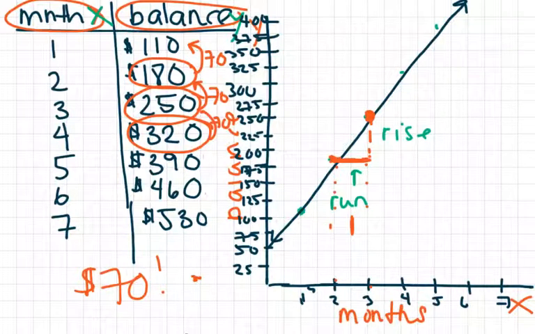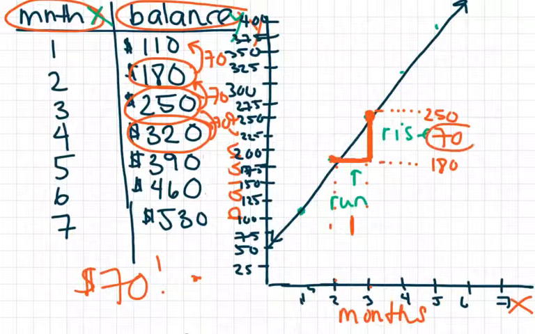So we've got to figure out now what's the rise. How long is it going up here? Well, it started, if you take a look down here, at 180, and it went up to 250. So how long is this rise? Well, just do some simple math, and you can see that it is 70. It's 70 long. So we've got a run of 1 and a rise of 70.